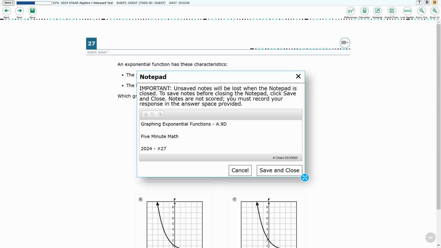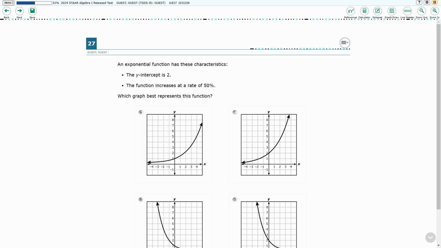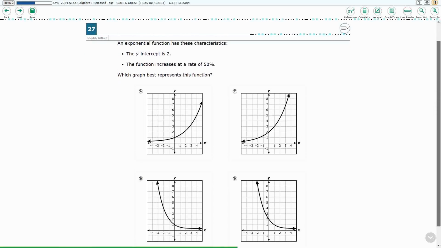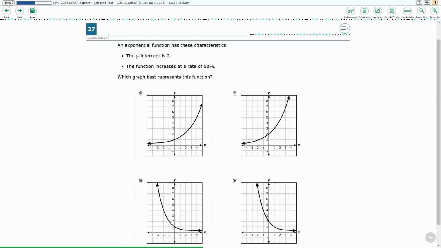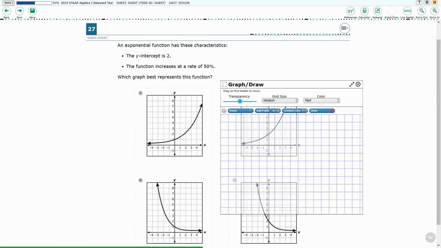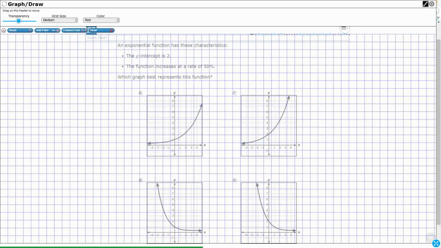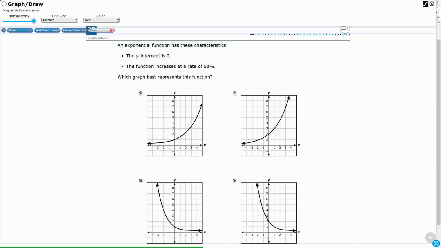Today we are looking at the Algebra 1 concept of graphing exponential functions. This is standard A.9D in the great state of Texas, and we are using item number 27 off the 2024 released STAAR test. If you haven't done so already, please go ahead and take a moment to pause the video, work this problem out on your own, unpause it, and we will look at our answers together.